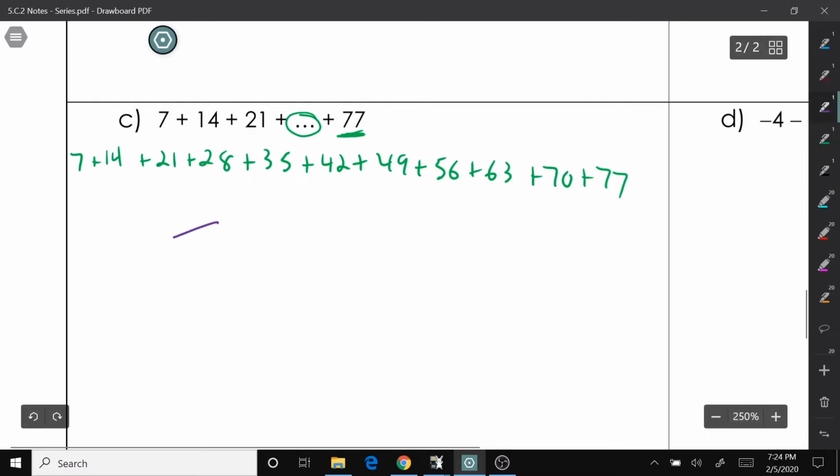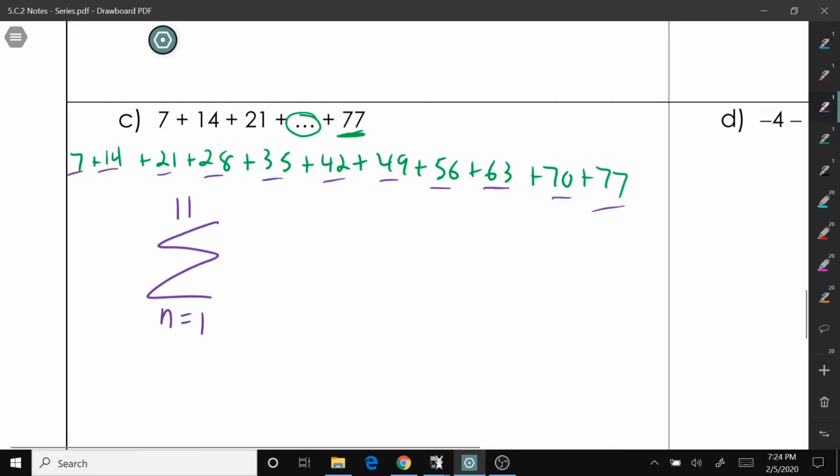So we have our summation notation. We have 1, 2, 3, 4, 5, 6, 7, 8, 9, 10, 11. So n equals 1 up to 11. And we're just adding 7 each time. So 7n. And that becomes our answer.